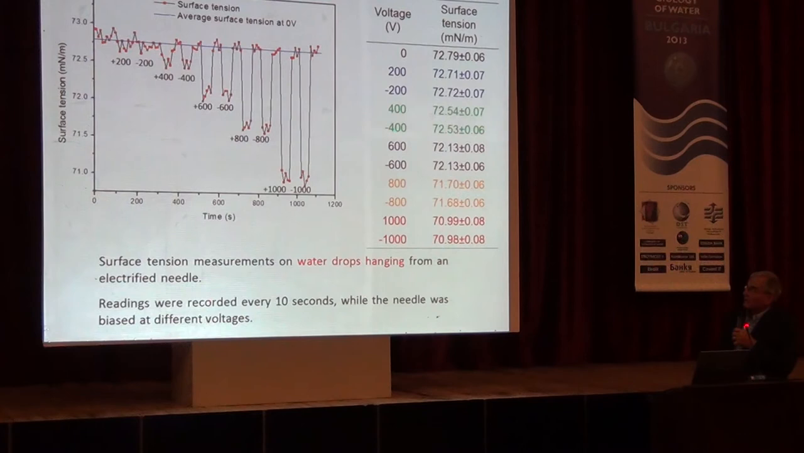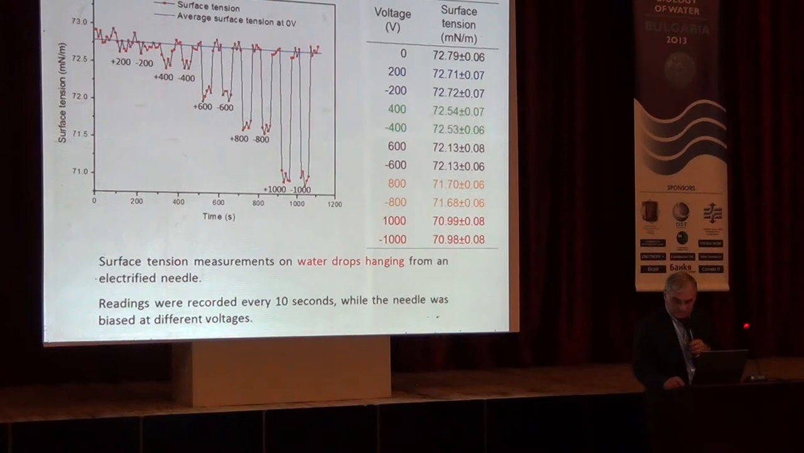Measurements are very fast. So as time goes by, you can apply potential, positive, negative, positive, negative, positive, negative, and take many surface tension readings. You see that it equilibrates very fast, and it's very symmetrical, positive or negative.